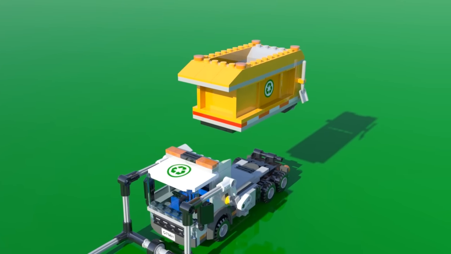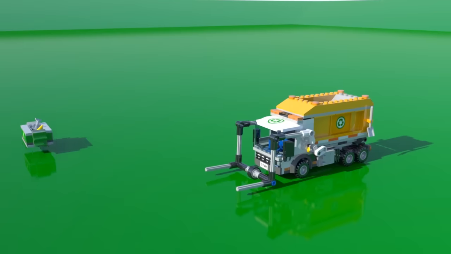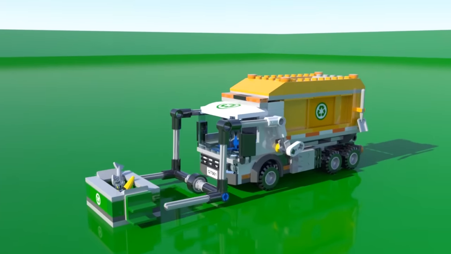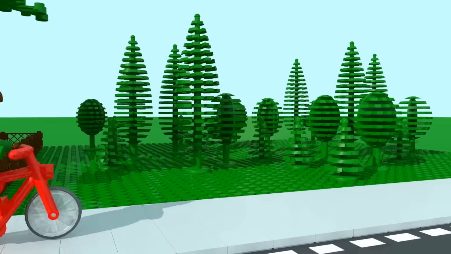The shovel is a very important tool for the garbage truck driver. The last part is a big basket in the front. The garbage will be collected inside until it goes into the big orange garbage container. Alright, the garbage truck is ready for use.